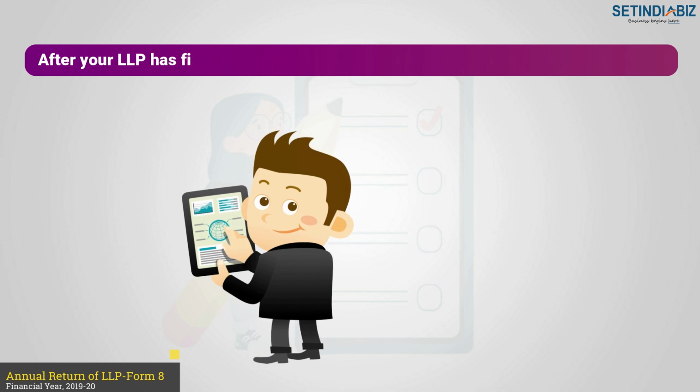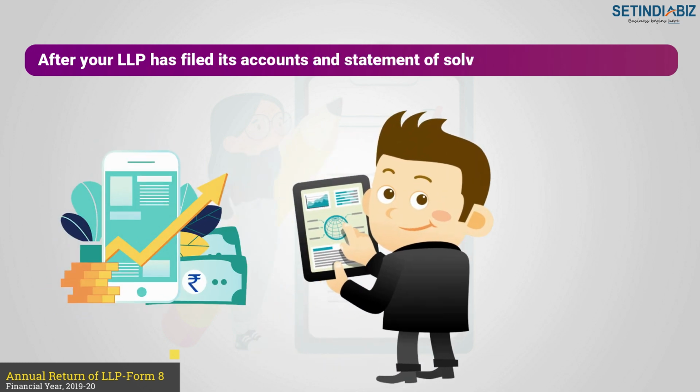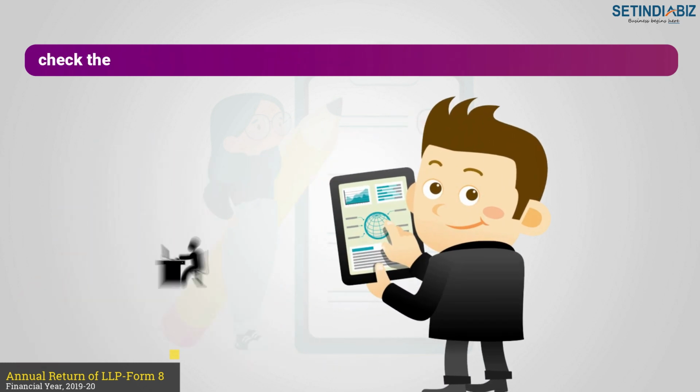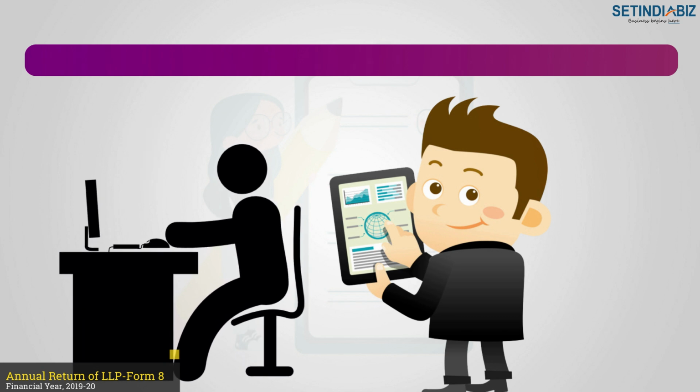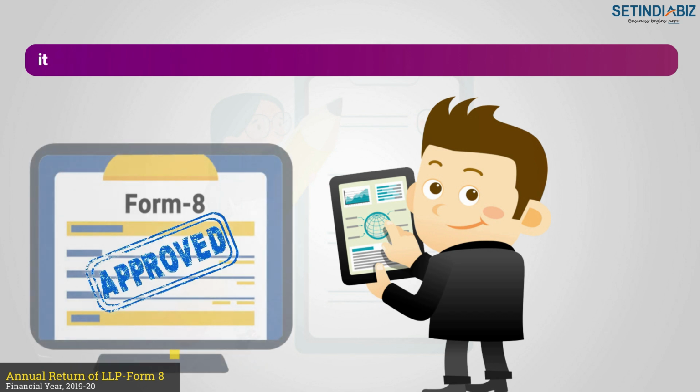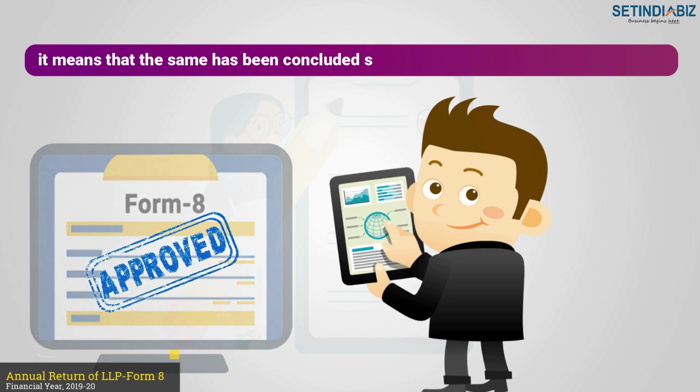After your LLP has filed its accounts and statement of solvency to ROC in Form 8, check the SRN status at the MCA portal. Once the Form 8 gets approved, it means that the same has concluded successfully.